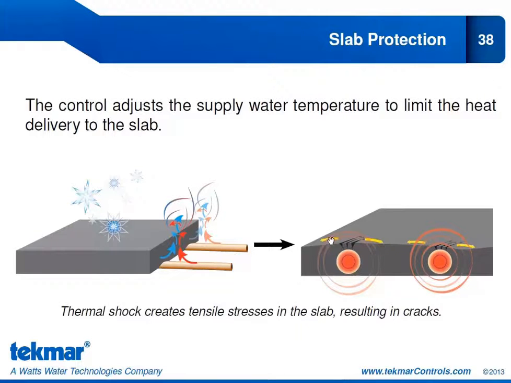So you can see these yellow arrows and they're pulling apart in opposite directions of the slab. Now that will result in cracking on the slab surface. To avoid that, you can turn slab protection on in the system menu, and that's going to set an upper limit for that supply temperature based on the current slab temperature.